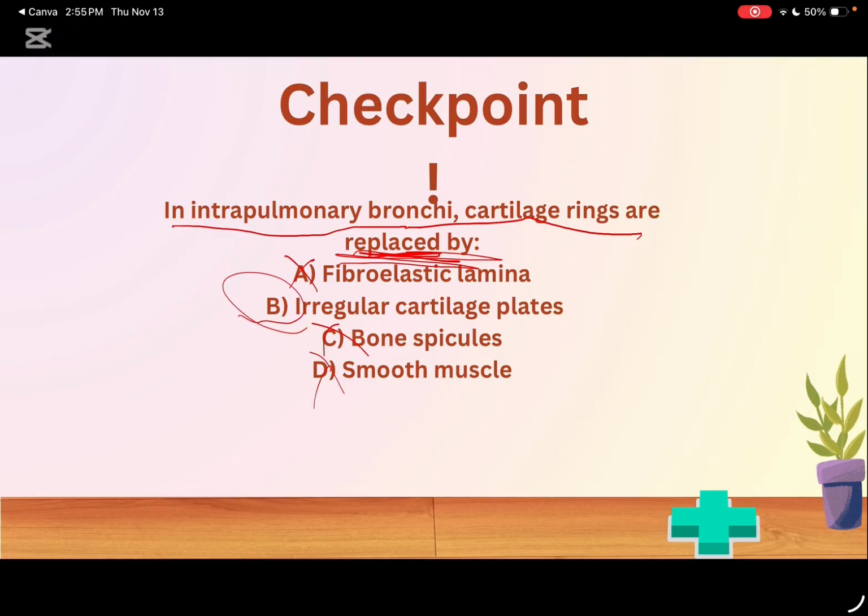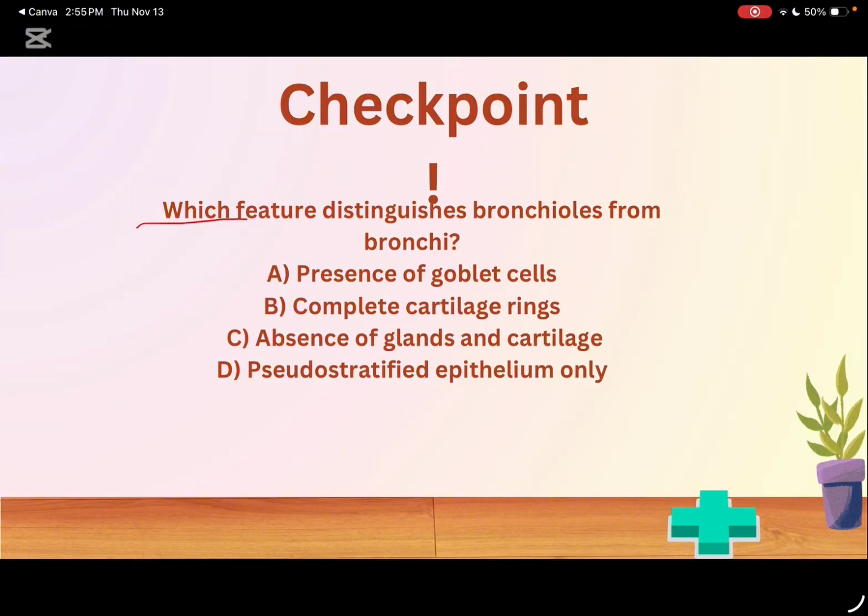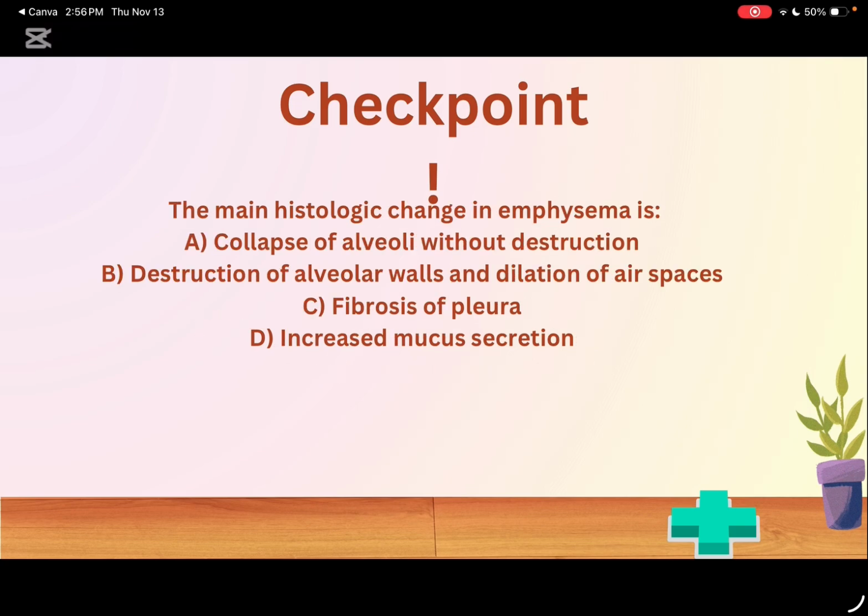So it just makes sense: irregular cartilage plates. Okay, which feature distinguishes bronchioles from bronchi? Please stop the video and answer it. The answer is easy: absence of glands and cartilage. Okay, very simple. And the main histologic change in emphysema is what? It's destruction of alveolar walls and dilation of spaces. Okay?